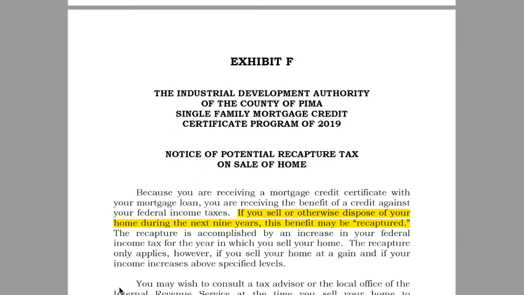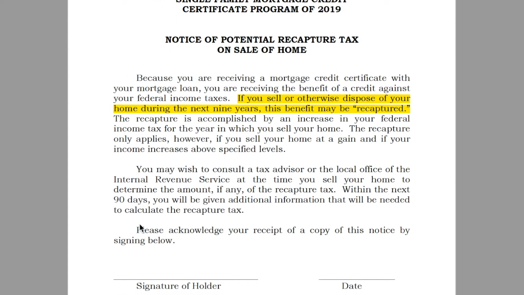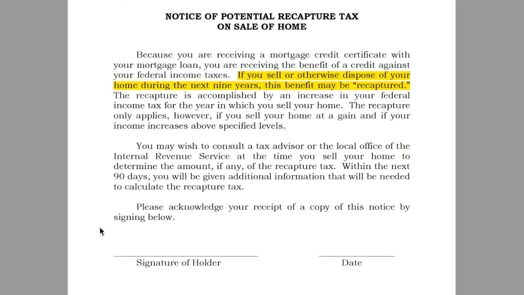Exhibit F informs you that there's the potential for any MCC credit that you claim over the next 9 years to be recaptured if you sell your home in those first 9 years. So this first document is just a notice that it's possible. So you'll sign and date here signifying that yes, I have been told that that is possible. And the next document explains the details of those recapture taxes, and I'll explain to you why you shouldn't necessarily be concerned about it.